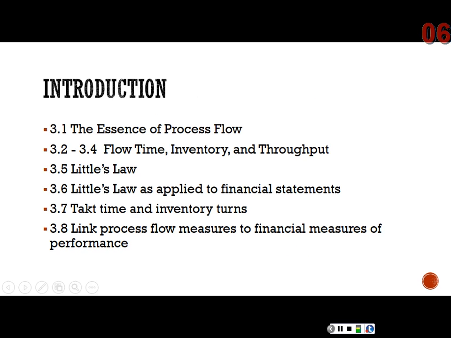All right, so in this chapter there are, I think, 8 different sections. In 3.1, we're going to define what process flow is. In 3.2 to 3.4, we're going to introduce those fundamental measures. You're going to get tired of hearing me say inventory, throughput, and flow time this semester, but it's the key to what we're going to be working on. Little's Law then says how those measures are related to each other, okay?